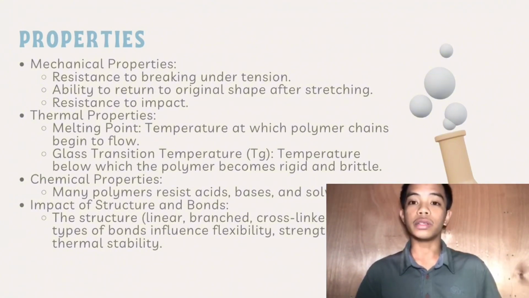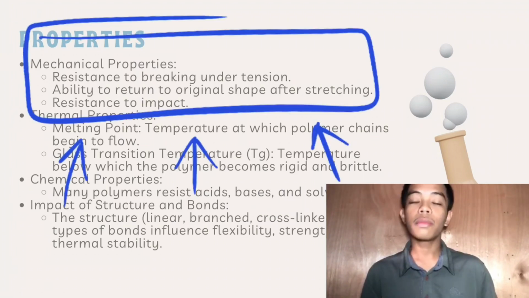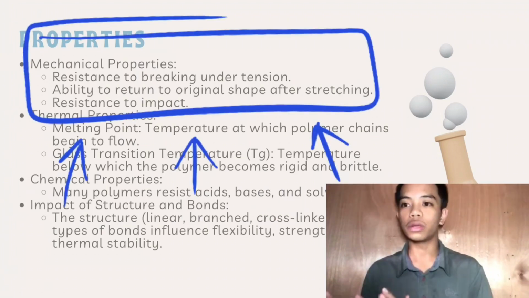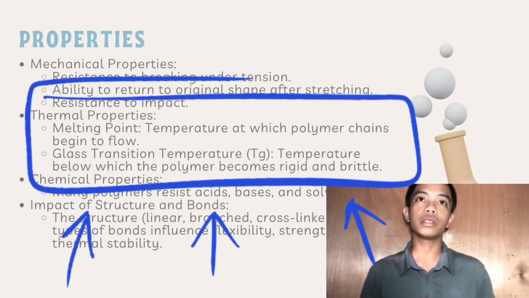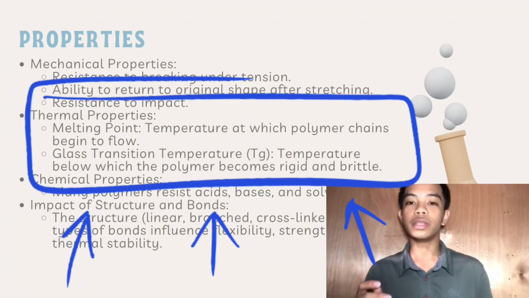The next part is properties. Properties have four kinds: mechanical properties, thermal properties, chemical properties, and impact of structure and bonds. Mechanical properties is the ability to return to original shape after stretching. Thermal properties have two types, the melting point and glass transition. Melting point is the temperature at which polymer chains begin to flow. And glass transition is the temperature below which the polymer is rigid and brittle.